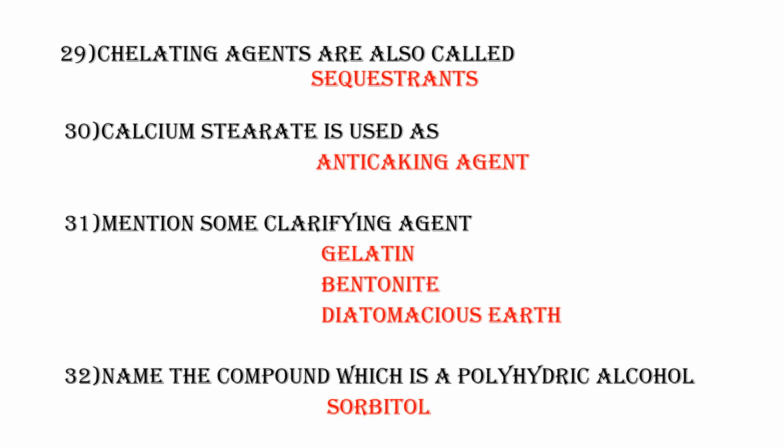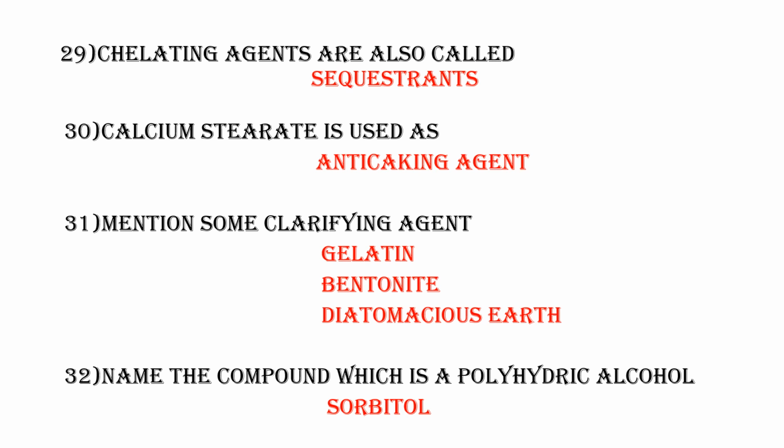29th question. Chelating agents are also called. So, we call chelating agents also sequestrants. 30th question. Calcium stearate is used as. So, calcium stearate is used as an anti-caking agent. Mention some clarifying agents. Some clarifying agents are gelatin, bentonite, and diatomaceous earth. These are clarifying agents.